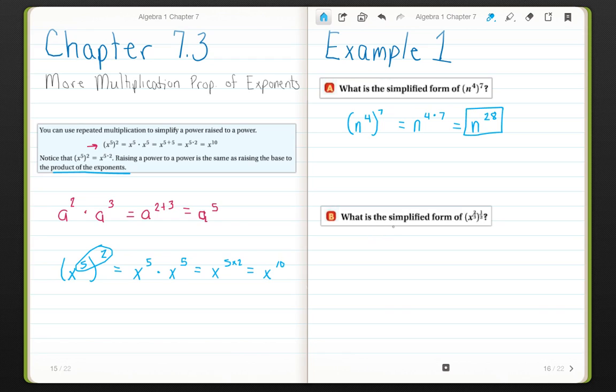Example 2, what is the simplified form of x to the 2/3 power, all raised to the 1/2 power? Again, I'm going to multiply my exponents. So x to the 2/3 times 1/2. I'm going to cross cancel these and get x to the 1/3 power. Okay, so you're simply multiplying your exponents together.